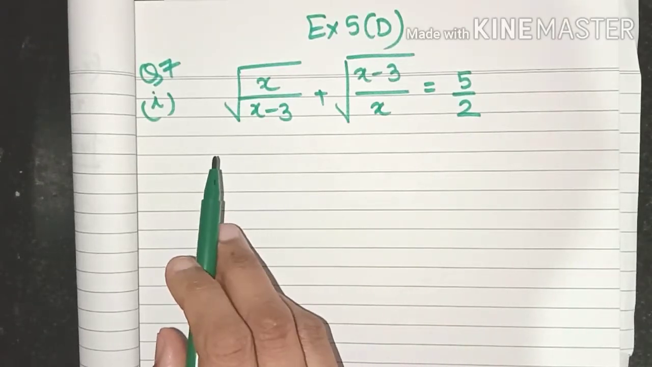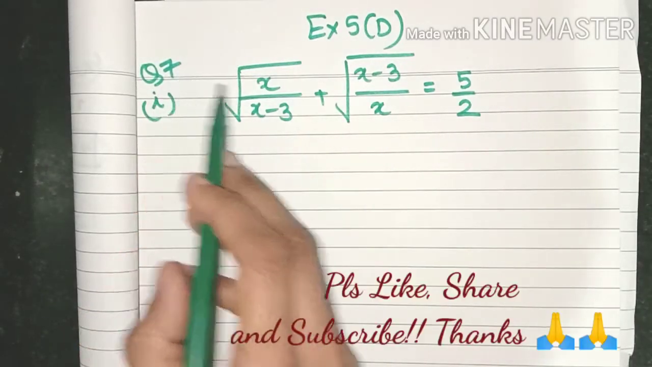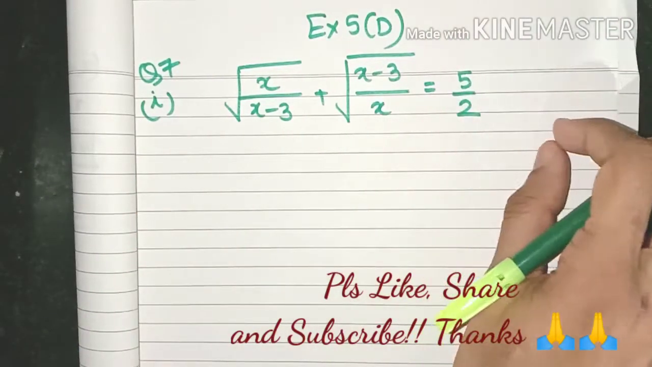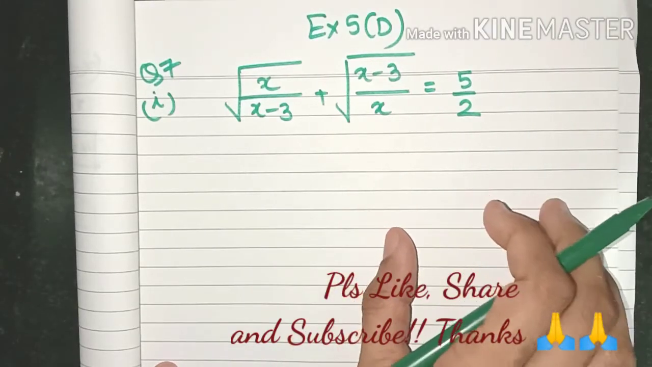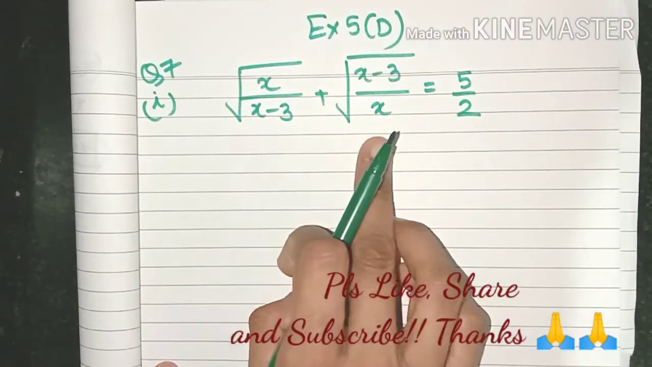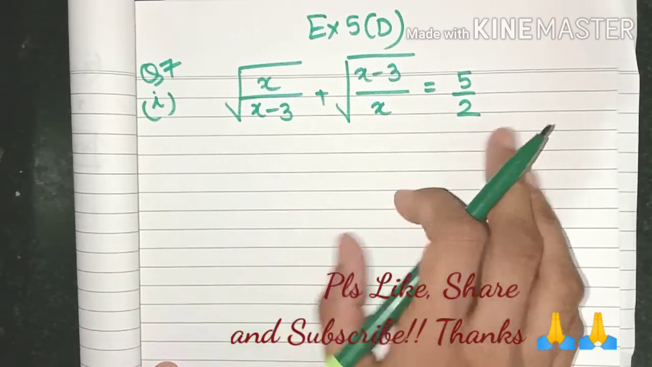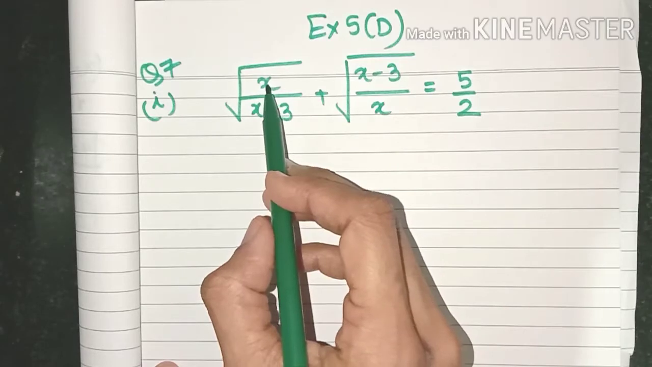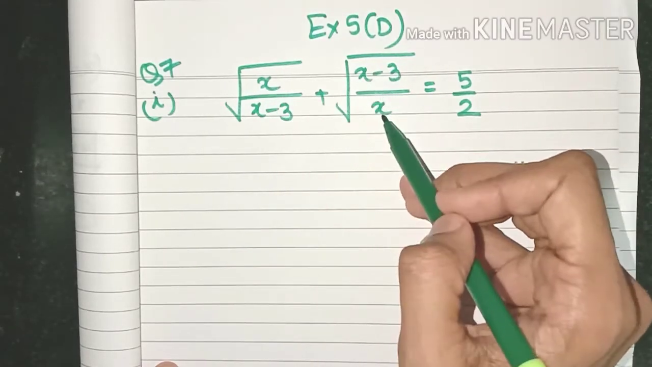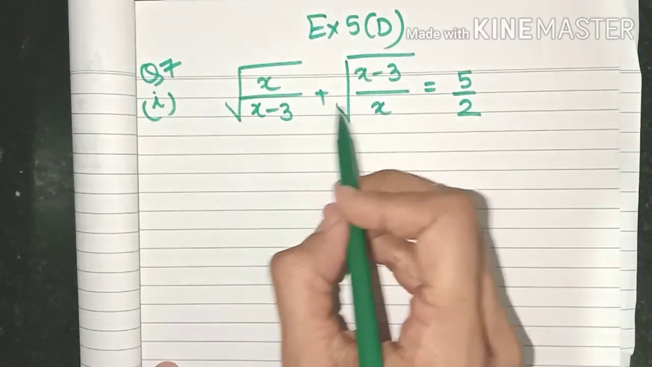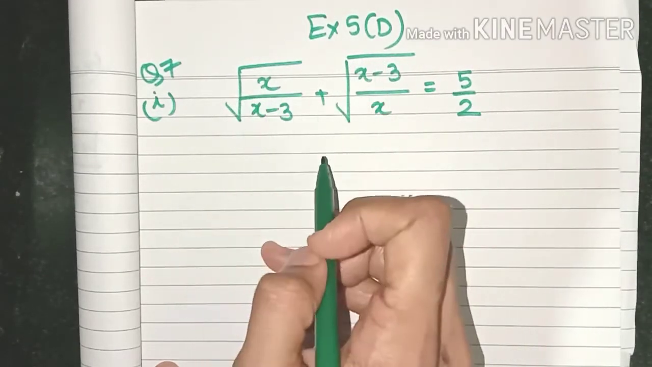So in this video we will start with this particular equation in question number 7 of exercise 5D. Friends, if you look at this equation, it doesn't appear to be a quadratic equation at all. There is a square root sign. So how do we approach this problem? If you observe, this is x upon x minus 3 and this is x minus 3 upon x. So they are totally reciprocals of each other, and there is a square root in both these terms.